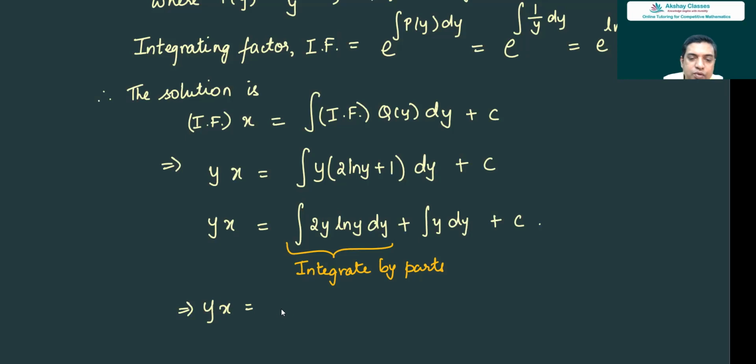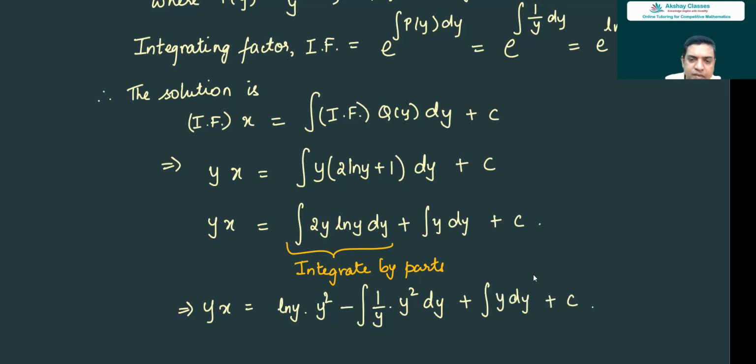Okay. So first function into integral of the second. The second is 2y. Integral of 2y is y square minus integral of the derivative of the first, 1 by y, into integral of the second. And here, we can leave this integral of y dy plus c. Now what's happening here? These two get cancelled.